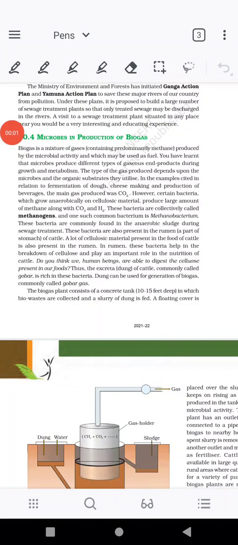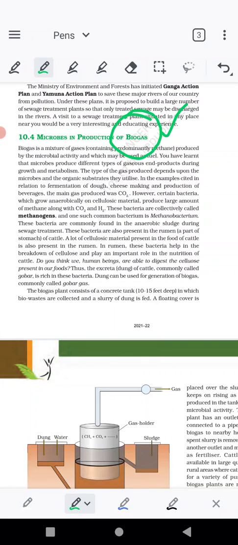Hello students, today in this module I am going to discuss a new topic, that is microbes in the production of biogas. So we know that microbes are very beneficial to us, and they also cause a few harmful diseases. So they are both friends and foe. Microbes are very useful in the production of biogas, and we are going to discuss how microbes produce biogas, what the uses and steps are, and what a biogas plant looks like.